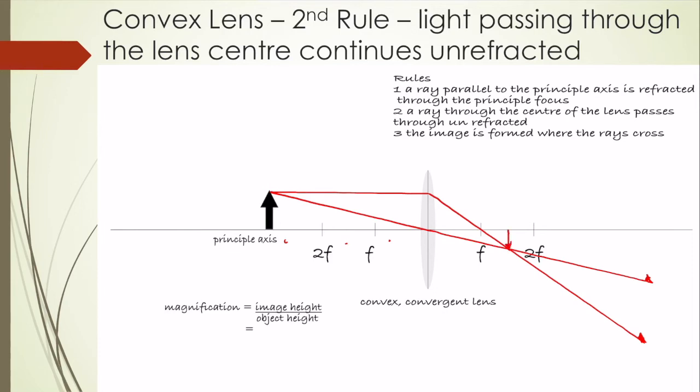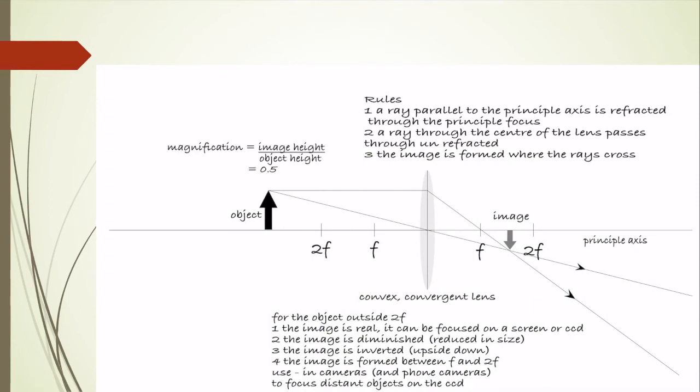But you'll notice some of the things about our image. Again, it's inverted. This time it's smaller, so the magnification this time should be less than 1. Real, inverted and smaller. Where might this be used? Well, it's used in a camera. So the image is real, diminished, it means it's smaller, inverted, and it's used in cameras. That includes your phone camera. So those are our 3 images formed from convex lenses.